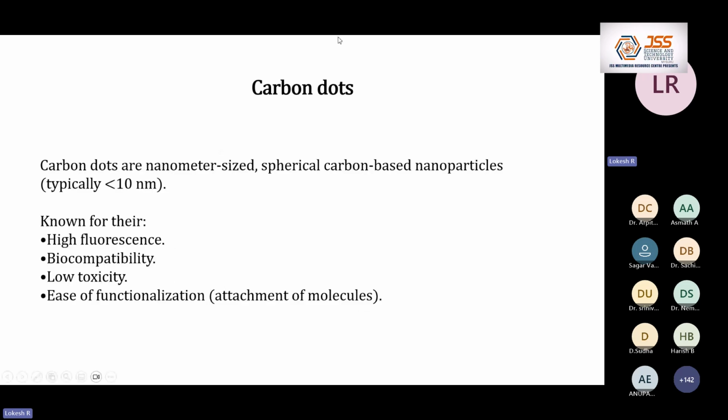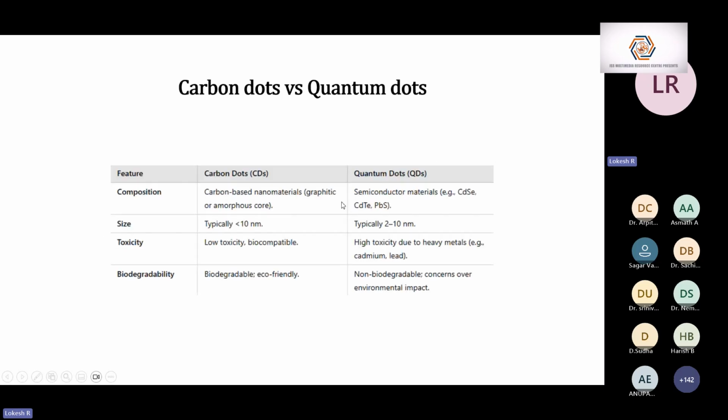Next, as an alternative to this, since quantum dots are a heavy metal and a little toxic, carbon dots are an alternative. Their size is typically less than 10 nanometers, and they are biocompatible, low toxic, and easy to functionalize.